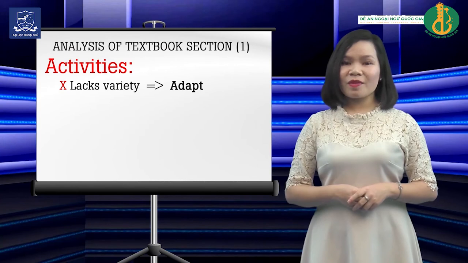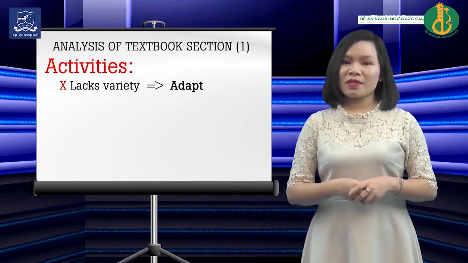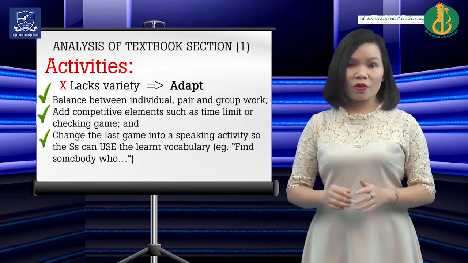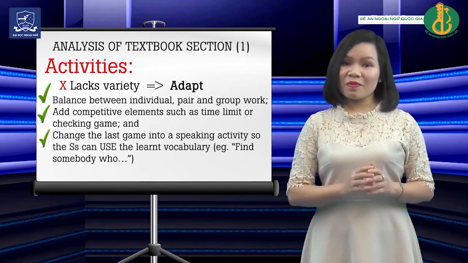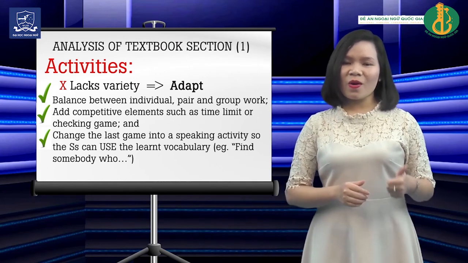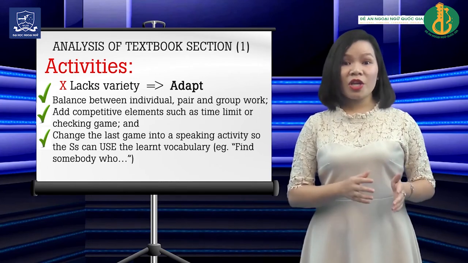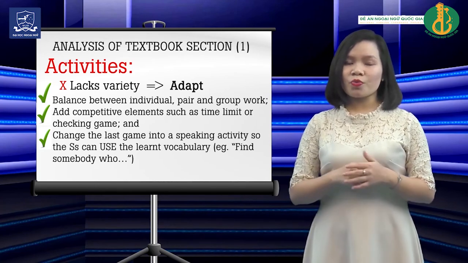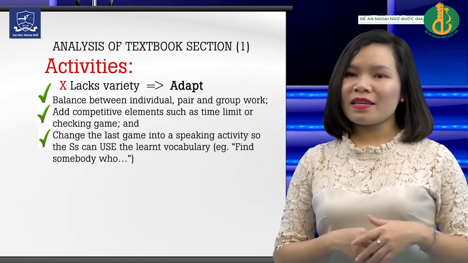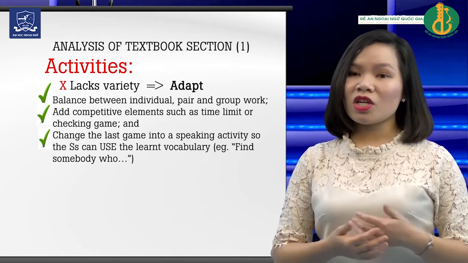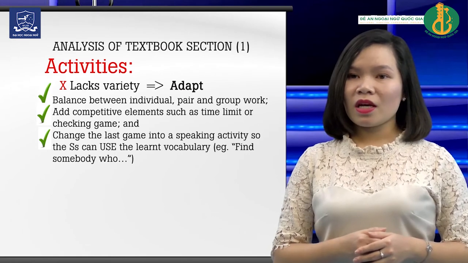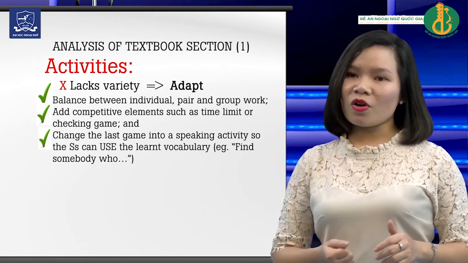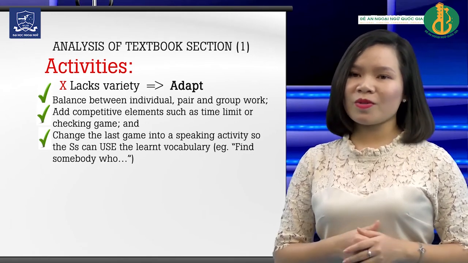To make the lesson plan more lively, you should make some adaptations here by balancing between individual work and group work, adding competitive elements such as time limit or checking game, or changing the last game into a speaking activity such as find somebody who. The students will be provided with a list of questions using the learned vocabulary items. They then go around the class to ask their friends. This can be followed by a quick report from some students.